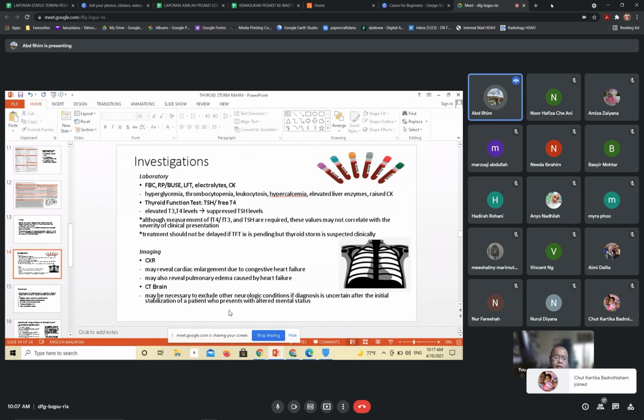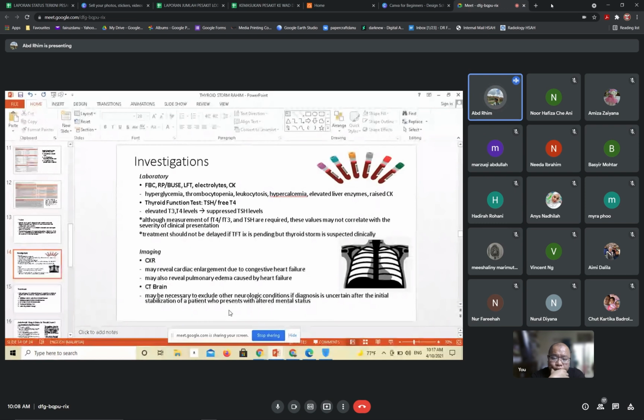For the imaging, we can do a chest X-ray. It may reveal cardiac enlargement due to congestive heart failure. It may also reveal pulmonary edema caused by the heart failure. CT brain may also be needed to exclude other neurological conditions if the diagnosis is uncertain after the initial stabilization of the patient.